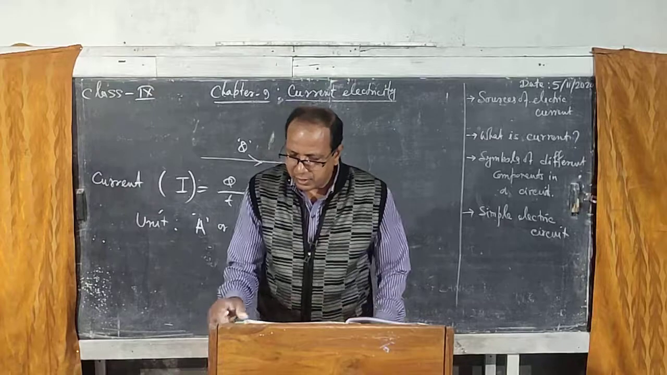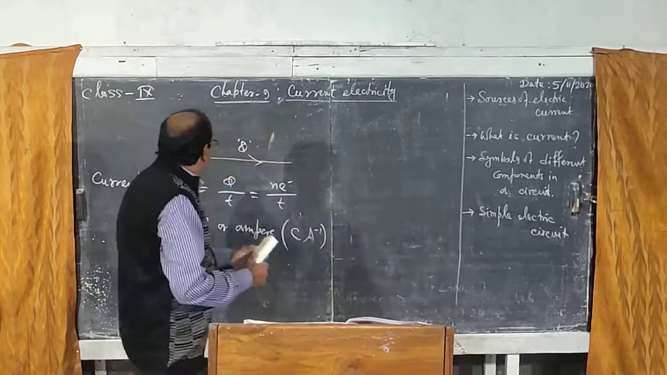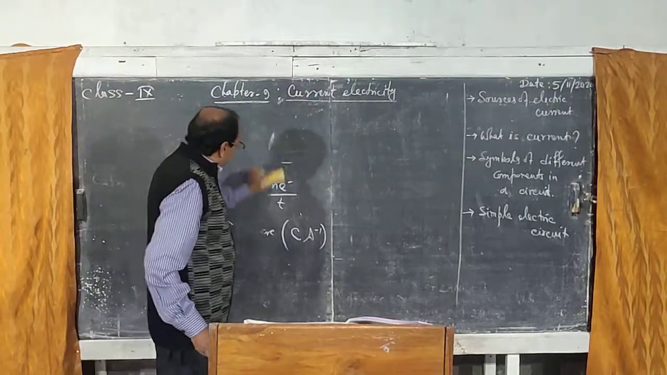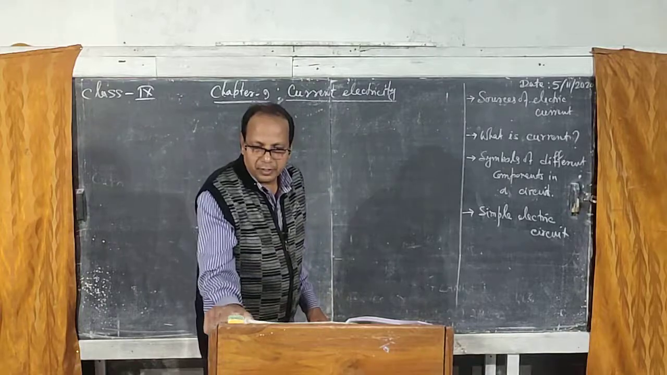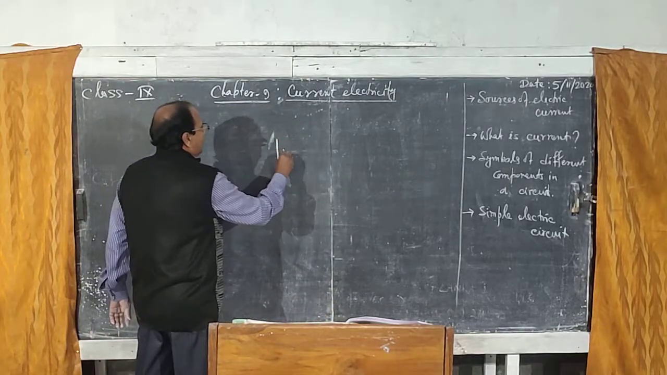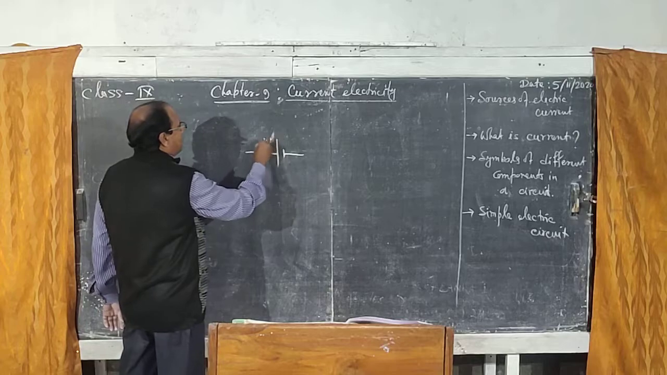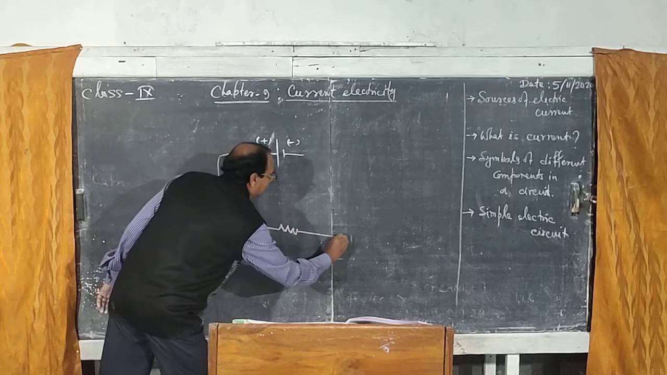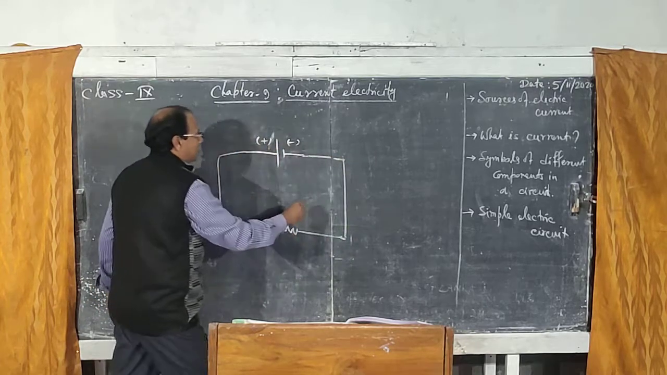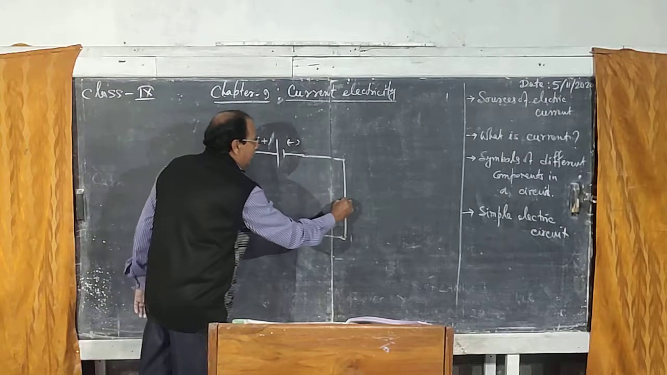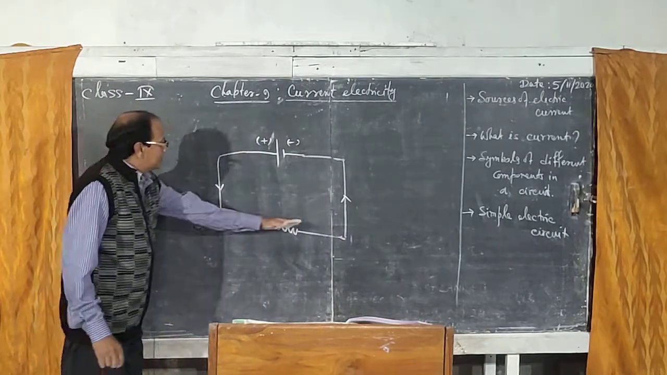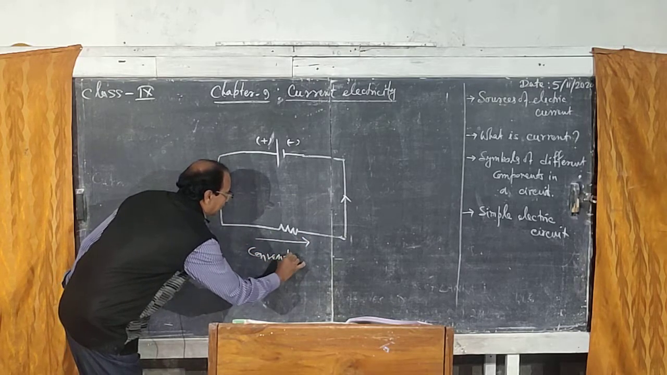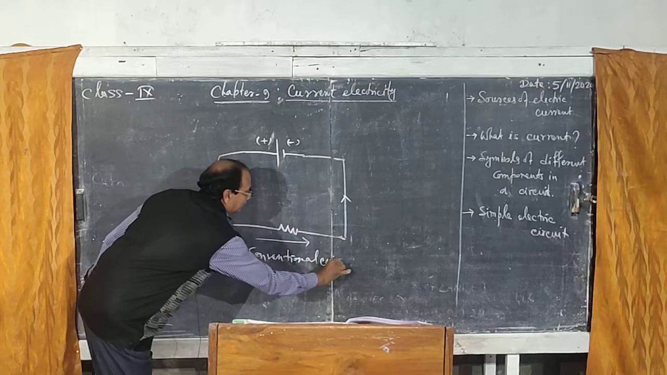Now we have seen that current flows. Let me discuss. Suppose there is a cell. Usually this is the symbol of a cell, and this is the positive terminal, this is the negative terminal. Now if you connect through a resistor, we have seen current starts to flow from the positive terminal to the negative terminal. This type of current is called conventional current.